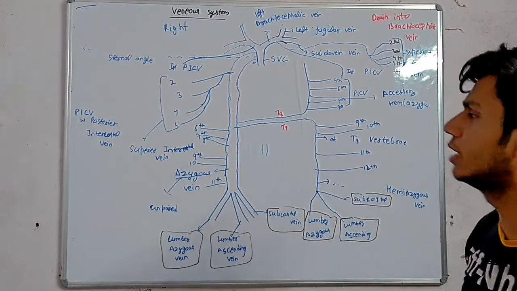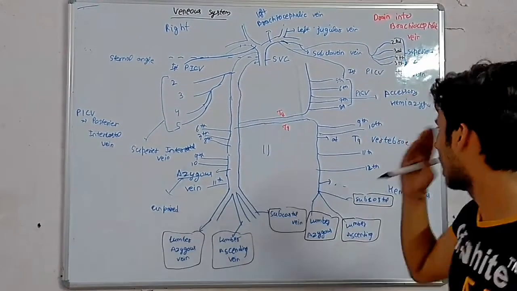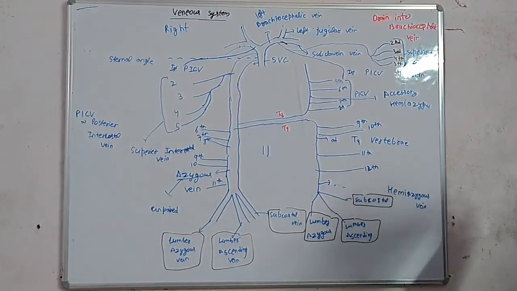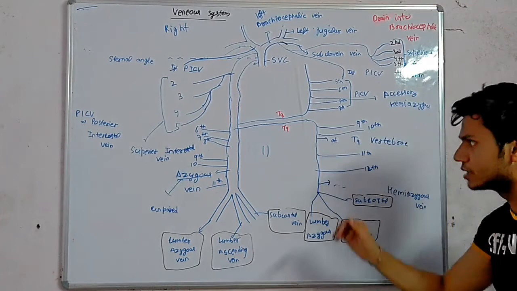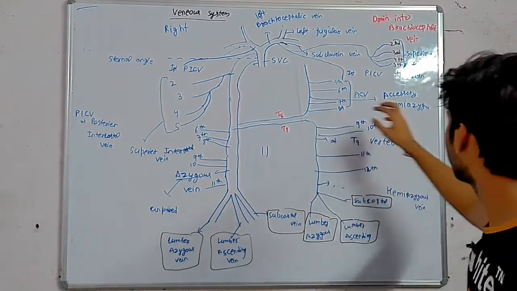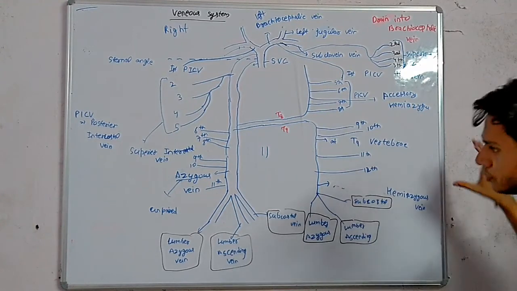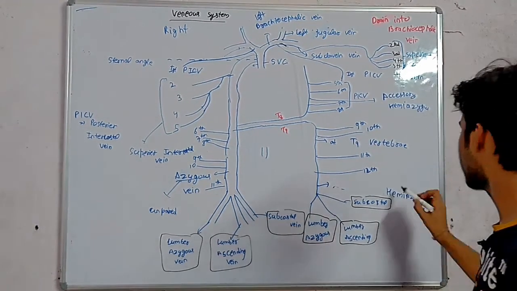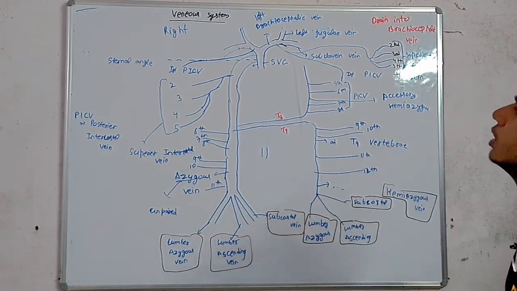On the right side, the superior intercostal vein drains into the azygous vein, and the fifth, sixth, seventh, eighth intercostal spaces are drained into the azygous vein at the T8 level by the accessory hemiazygous, and spaces 9, 10, 11, 12 by the hemiazygous vein into the azygous vein at the T9 level. Then this is the pattern of the venous system.